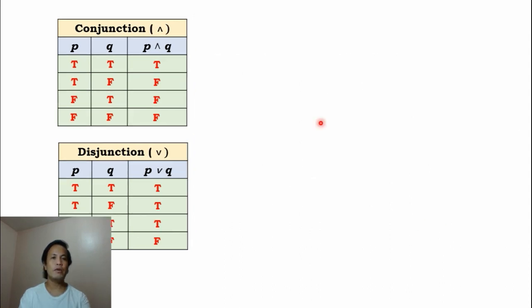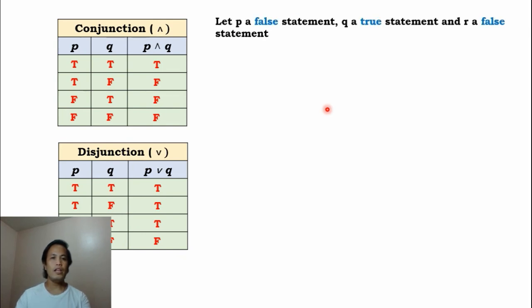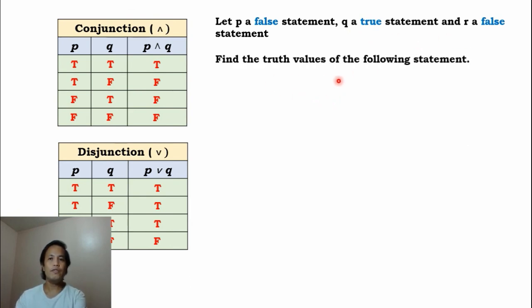Now let's proceed to our next example. We let P a false statement, Q a true statement, and R a false statement. Then we find the truth values of the following statements. So we have here a first statement. Then we have here the different equivalent truth values for the different variables. Our P is false, our Q is true, and our R is false based on this given.